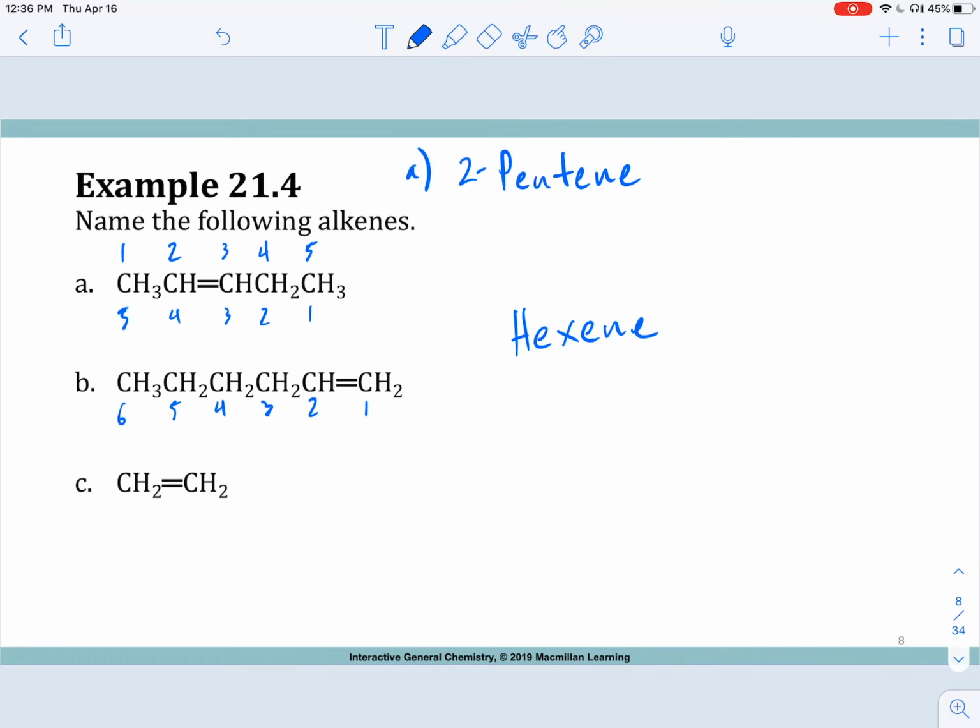Part of getting these correct is memorizing these prefixes. So if you don't have those memorized, you got to go back and get that done for sure.